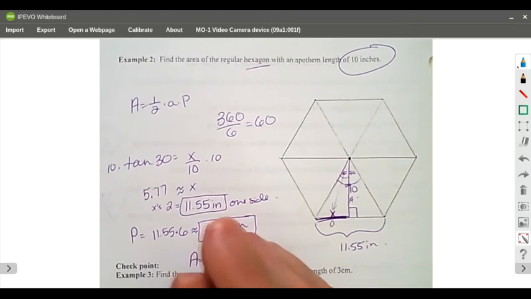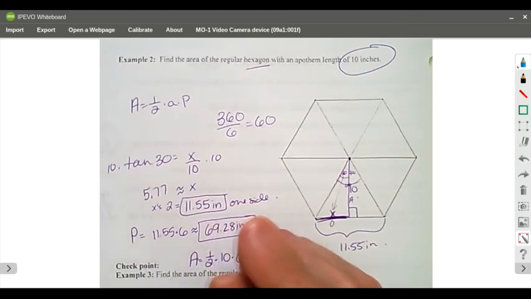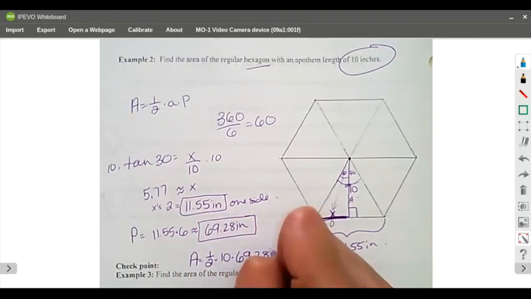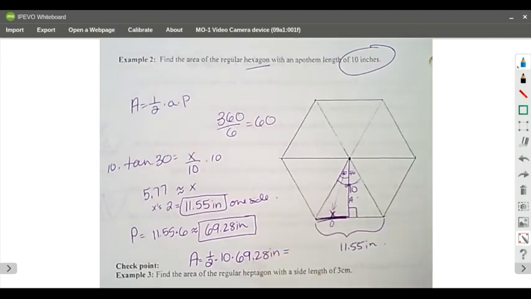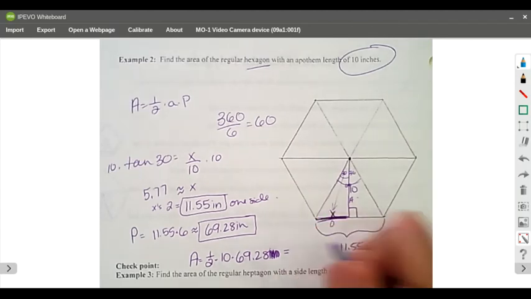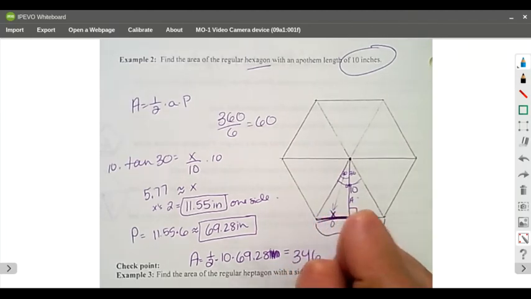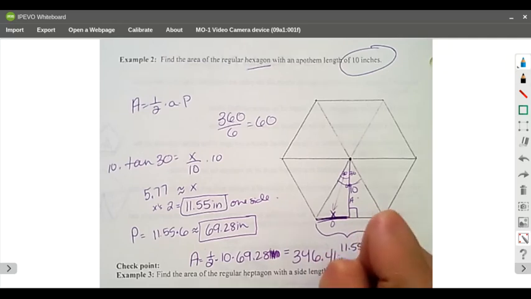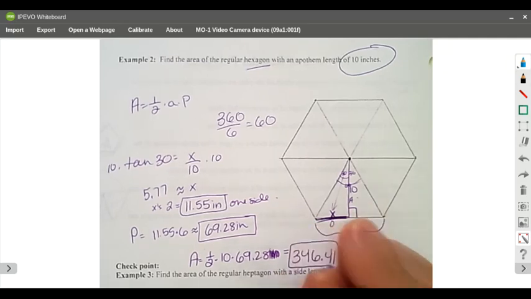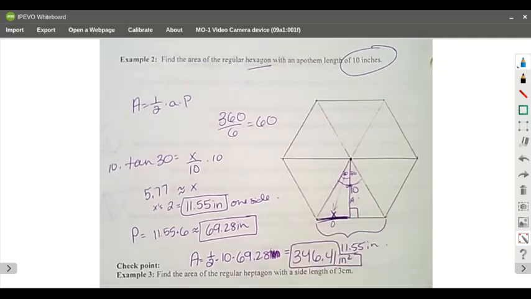So 1/2 times the apothem times the perimeter would give you the area. I don't know why I added inches in. You don't really need to do that. Okay, so if you multiply that all out, you get 346.41 square inches. And that's the area for this regular hexagon.